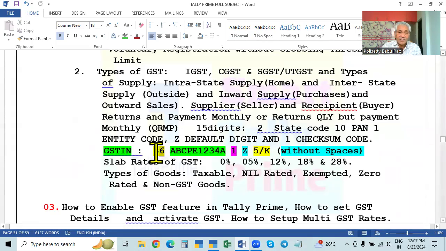So these first two digits are the state code. And the next 10 digits are the PAN card. This PAN card contains 5 alphabets, then 4 numbers, then again 1 alphabet. So totally 10: 5 plus 4 plus 1.